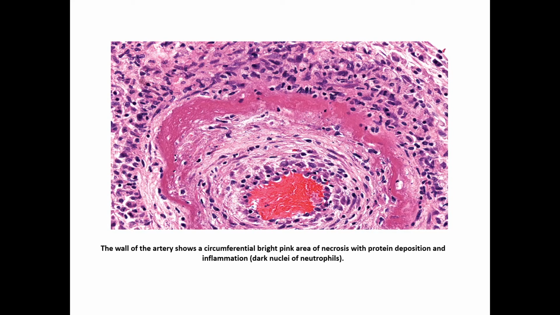Here, this is the histological section showing the wall of an artery, which shows in the wall circumferential bright pink, like a collar or ring, bright pink area of necrosis with protein deposit and inflammation, darkened nuclei of neutrophils. This is the wall of the blood vessel. In the center there are RBCs present, and there is a necrotic area within the wall of the blood vessel.